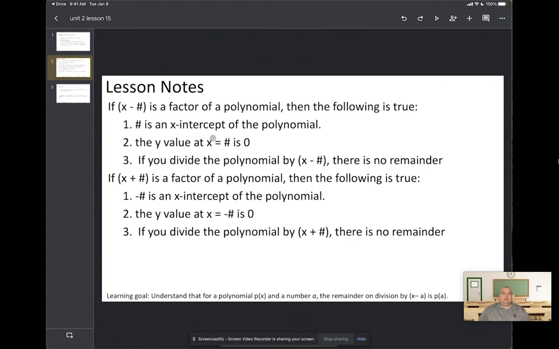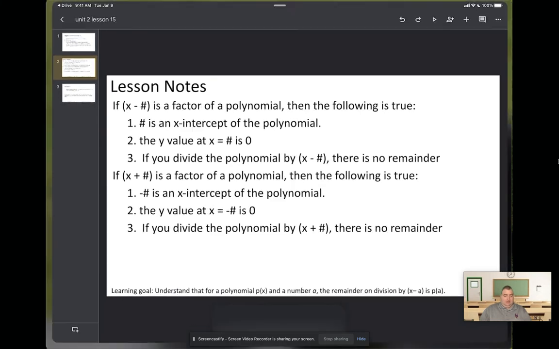Similarly, if I know that x plus a number is a factor of a polynomial, then negative that number is an x-intercept of the polynomial. The y value at x equals negative that number is 0. And if I divide the polynomial by the factor, then I'm not going to get a remainder. So we're going to use these facts here to solve problems. Let's take a look at the examples.